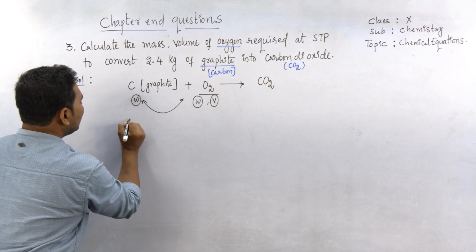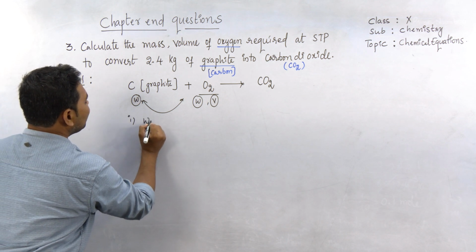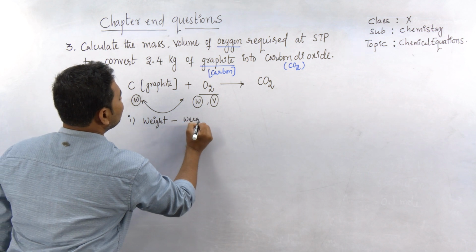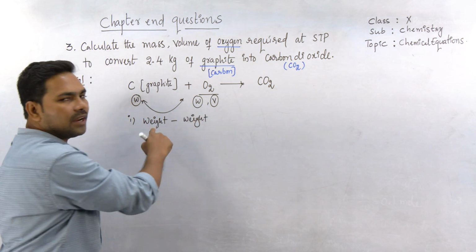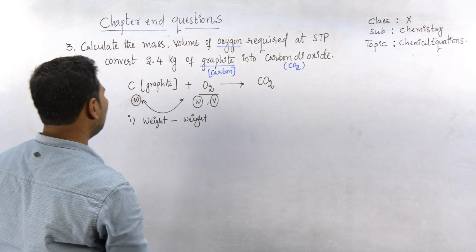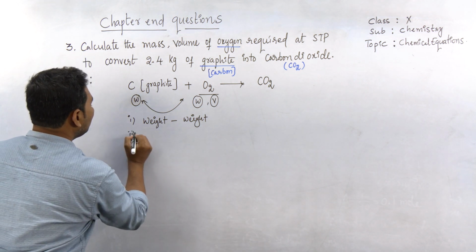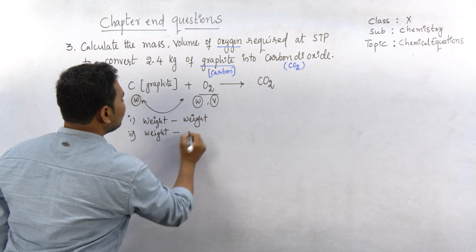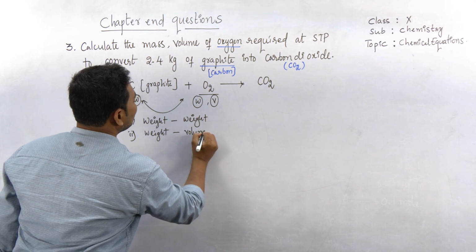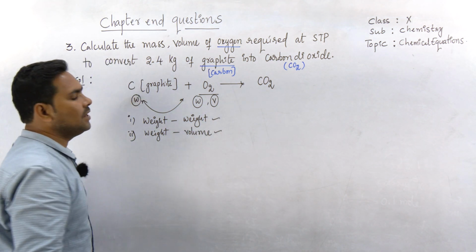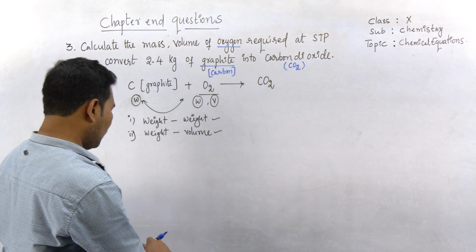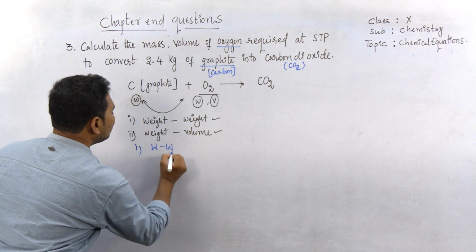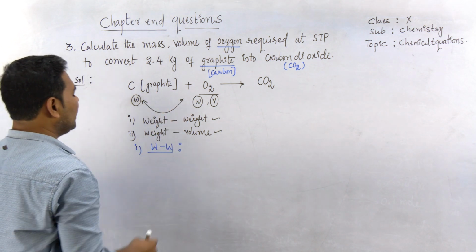We can write here, two relations are asked. First one is weight and weight relation, which means weight of one reactant to weight of second reactant relation. Second one is weight and volume relation, which is also asked. Weight and weight relation, weight and volume relation. Now let us check the first one: weight and weight relation between two reactants here.